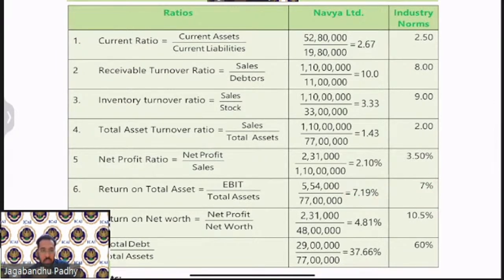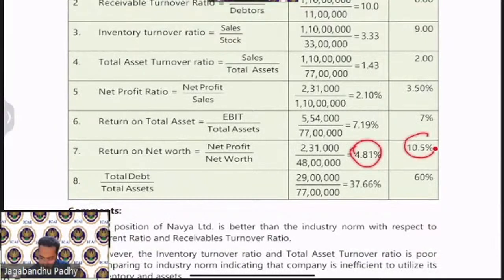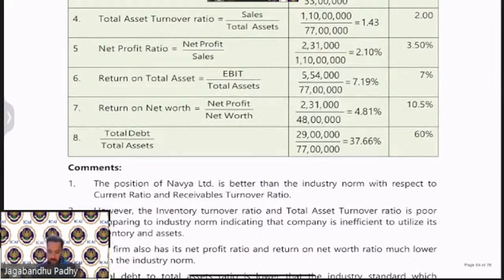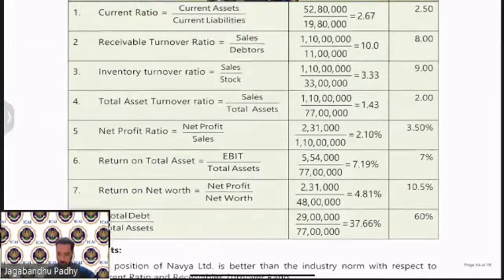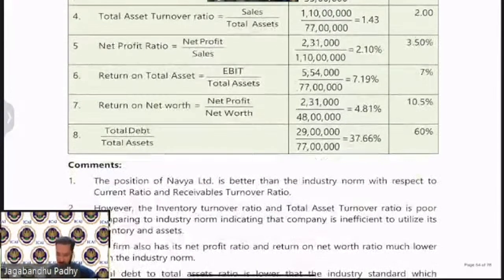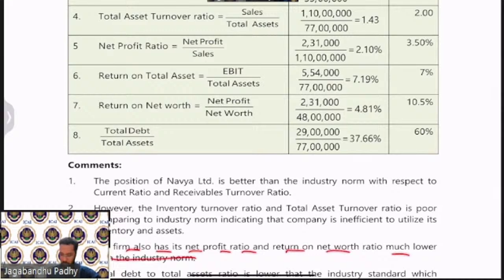Maybe this could be the reason: we have a lesser amount of fixed assets. Return on net worth is also lower. The equity shareholders are not sufficiently rewarded. And total debt is this. So we can say that as compared to the industry, we are good with regards to the current ratio and receivable turnover. Inventory turnover, as I said, is poor because we are not managing the inventory correctly. We are holding a lot of inventory. The firm also has its net profit ratio and return on net worth ratio much lower than the industry norm.